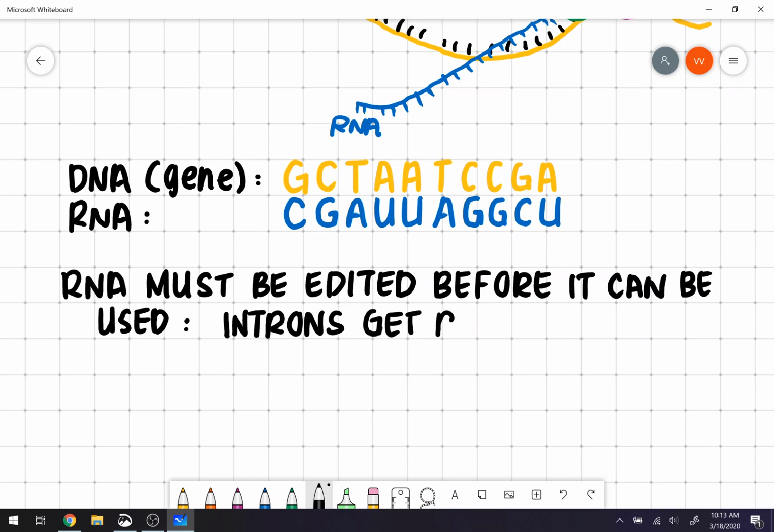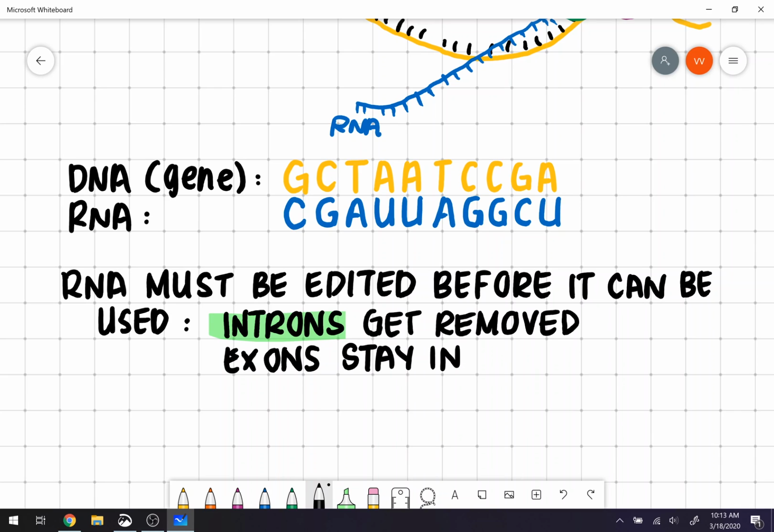Okay. The reason why introns get removed is because they don't actually code for anything in a protein. They're just kind of extra, right? Why are they there? Some scientists believe that maybe they protect us against mutations, or perhaps they allow one gene to make many different proteins. We're not exactly sure quite yet. The exons will stay in the final molecule.